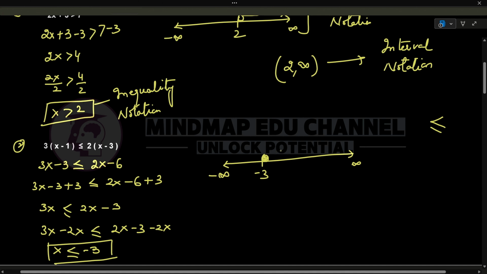Now, x is less than or equal to minus 3. That means it will be towards minus infinity. And in interval notation, it will be from minus infinity to minus 3. And check the brackets here. This bracket is for a closed circle, that means the number next to it is included in the solution. And this bracket is used for an open circle, that means the number next to it is not included in the solution.